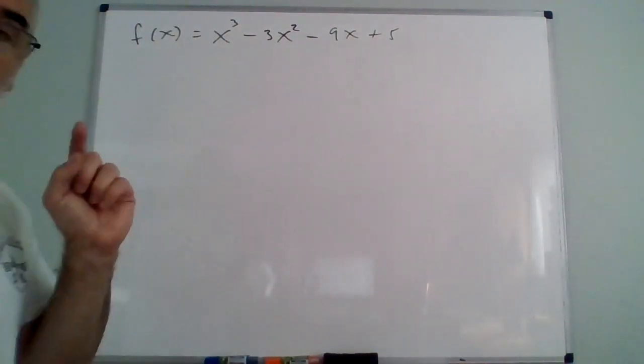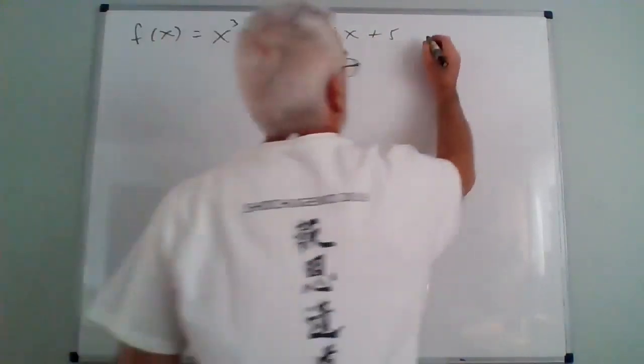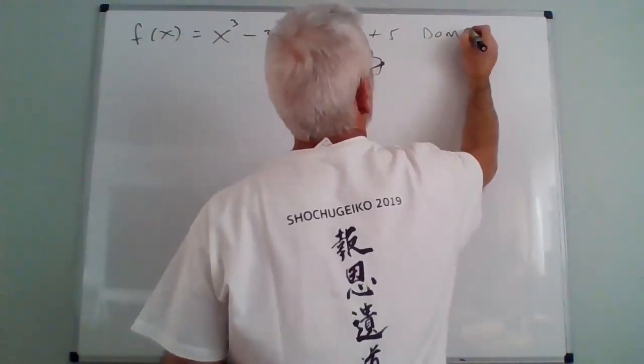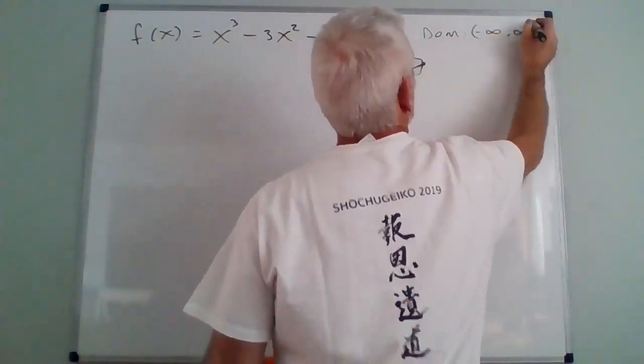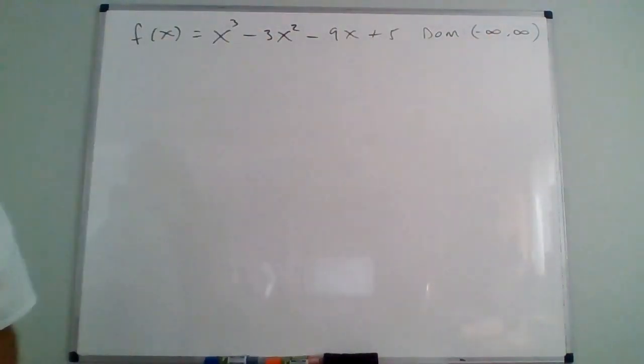First thing, like I said last day, what is the domain? The domain of this, because it's a polynomial, is all real numbers, and that is critical, okay? That means I have absolutely no restrictions.